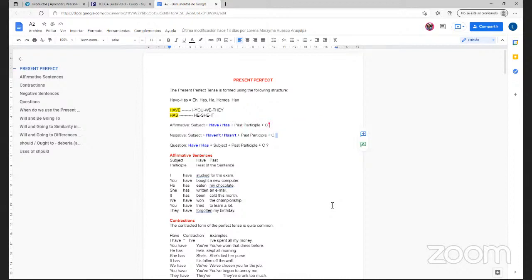For negative sentences, the only thing that we have to do is to put not after the auxiliary. For example, have not or has not, or maybe with the contractions, haven't or hasn't. And of course, following with the verb in past participle and the complement, okay? After this, we have the questions, where we're gonna use at the beginning the auxiliary, have or has, the subject and past participle and the complement, okay?